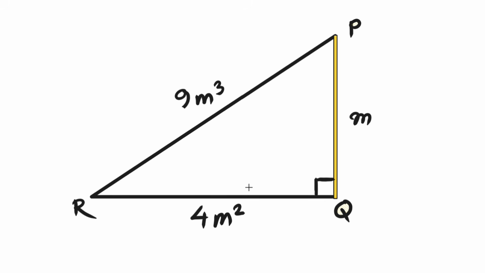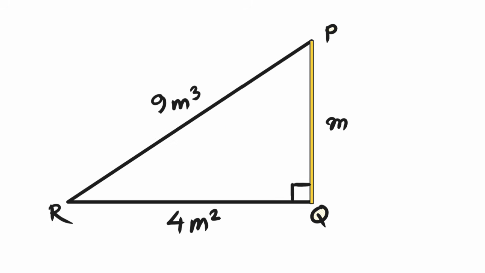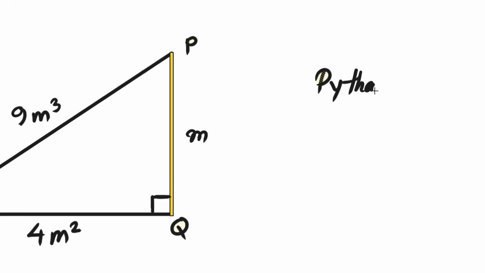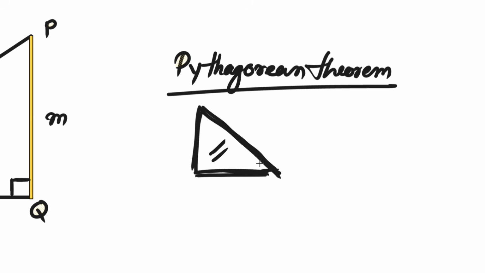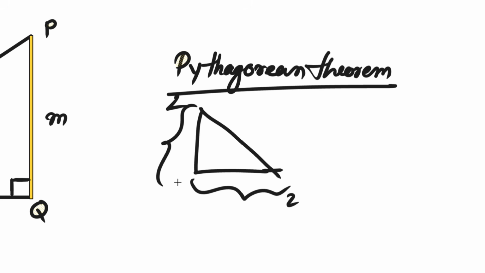Because triangle PQR is a right triangle, the natural theorem to use is the Pythagorean theorem. Remember, the Pythagorean theorem tells us that the square of one leg plus the square of the other leg equals the square of the hypotenuse. In spoken form, that is, leg 1 squared plus leg 2 squared equals hypotenuse squared.